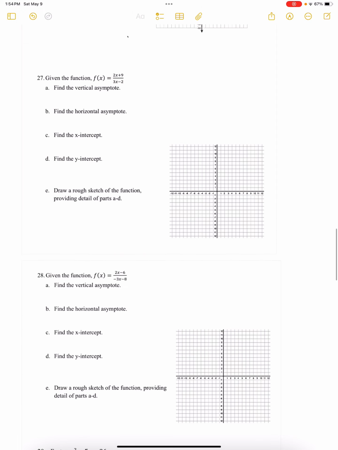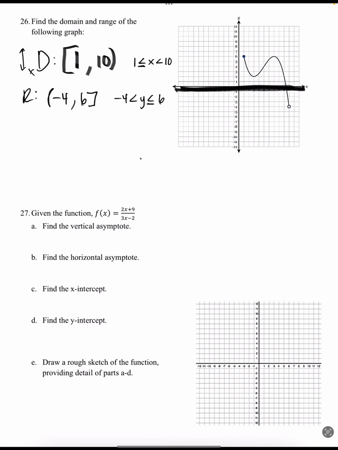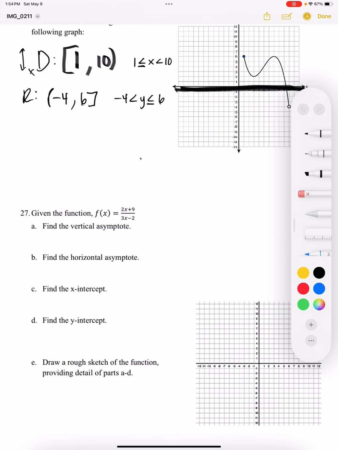Okay, so now on to review question 27. For 27, we are looking at a function, which is a rational function, right? It's a fraction, and we're being asked to find the vertical asymptote. For the vertical asymptote, all you're going to do is set the denominator equal to 0. So whatever's on the bottom of the fraction, you grab it and make it equal to 0.